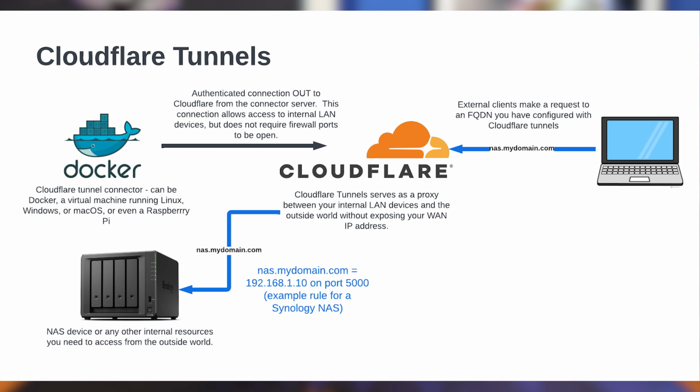Cloudflare Tunnels works similarly to VPN in that it allows external users to connect to internal resources, but it has a number of advantages over traditional VPN. Instead of external users connecting into a VPN server, with Cloudflare Tunnels, you set up a connector inside your network that connects out to Cloudflare's services. This means that you don't have to poke any holes in your firewall. Now, you're also connecting to a fully qualified domain name, such as nas.mydomain.com, that's going to resolve to a Cloudflare IP address, meaning that you aren't ever exposing your WAN IP to the outside world.